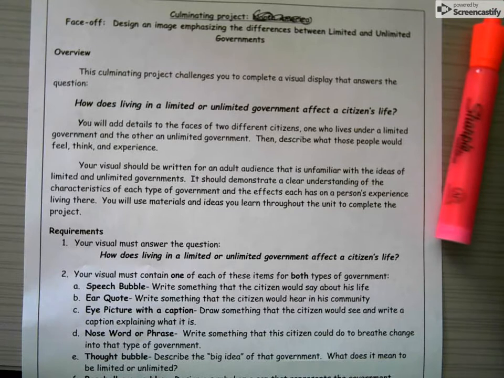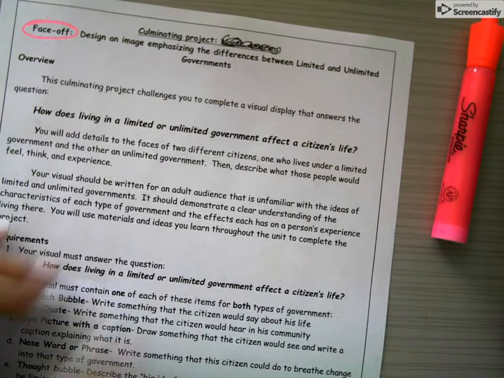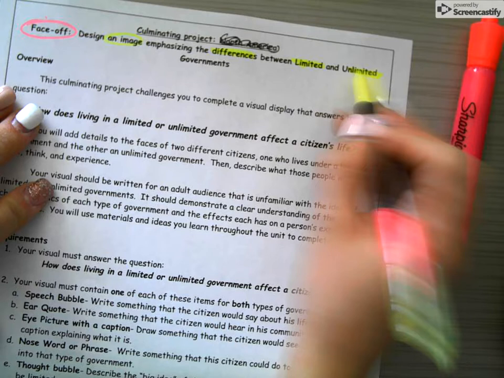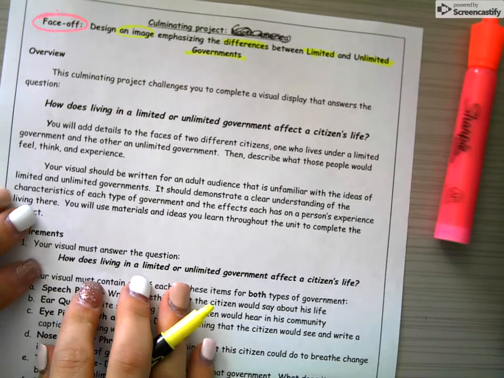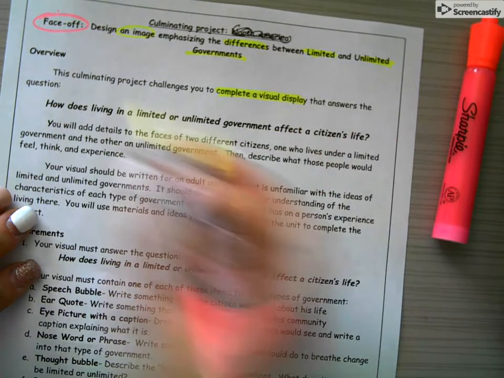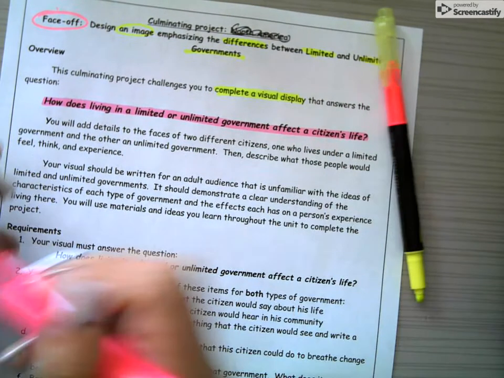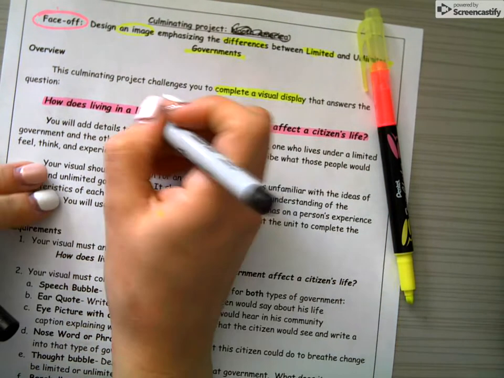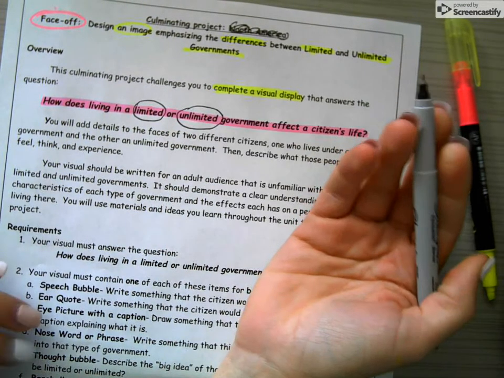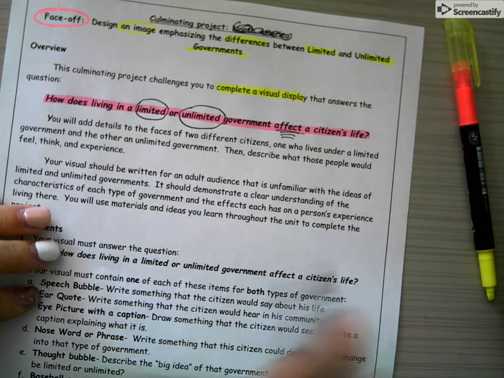Okay, so Face Off. This project's called Face Off. It's literally one of my favorite projects ever in the entire world. You're going to design an image emphasizing the differences between limited and unlimited government. You're going to be completing a visual display that answers the question, and this is really important, this is the question you're trying to answer. How does living in a limited or unlimited government affect a citizen's life? So how does living in a limited government like we have in the United States versus an unlimited government like, say, China or Russia or Cuba affect how a citizen lives, and how does it affect their life?